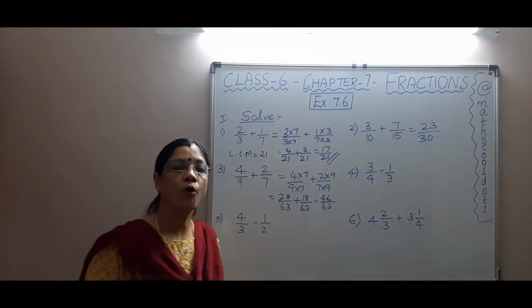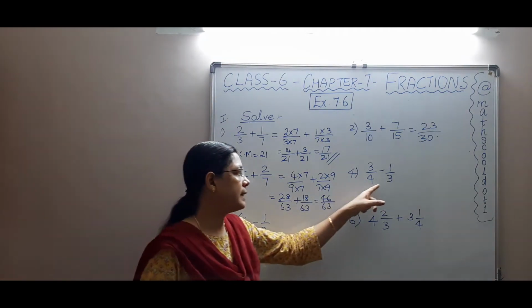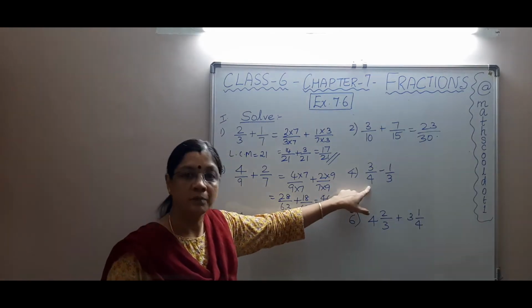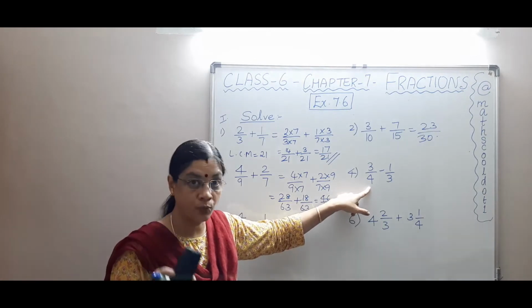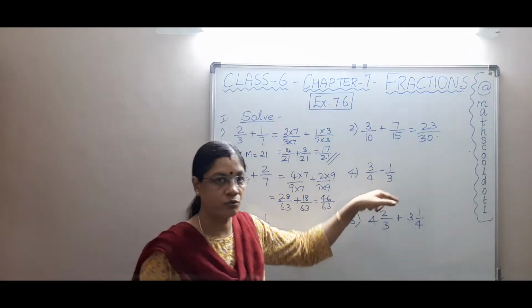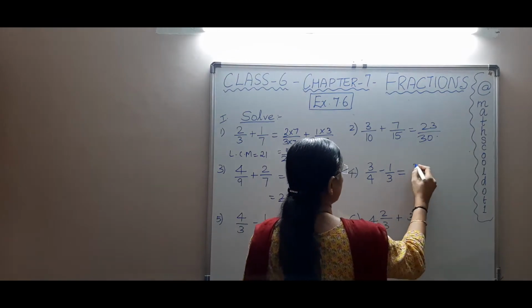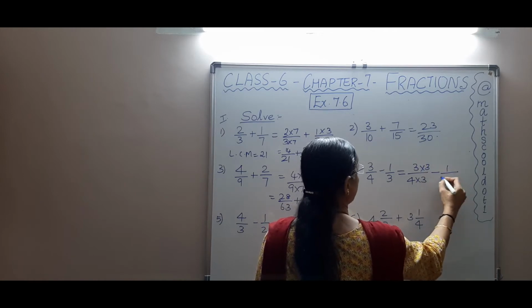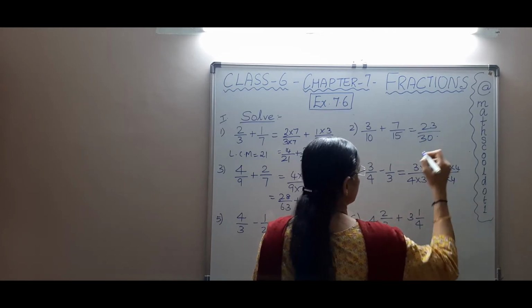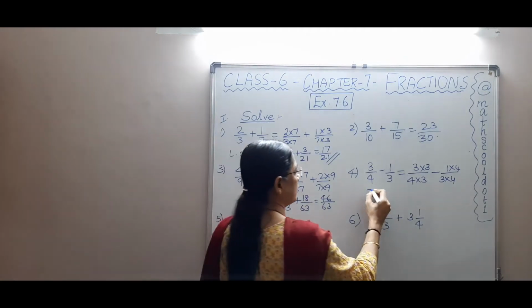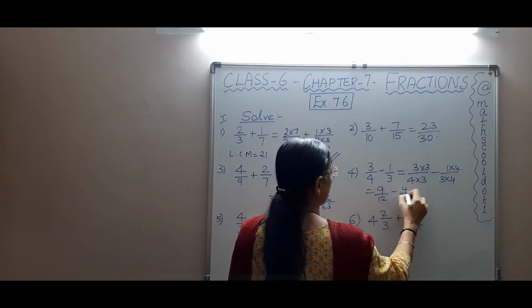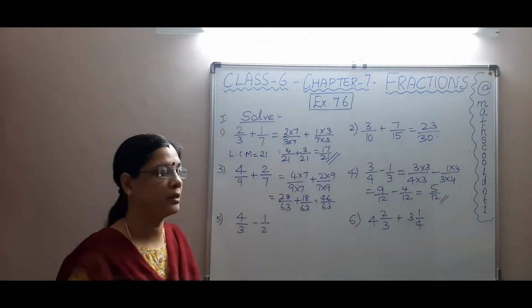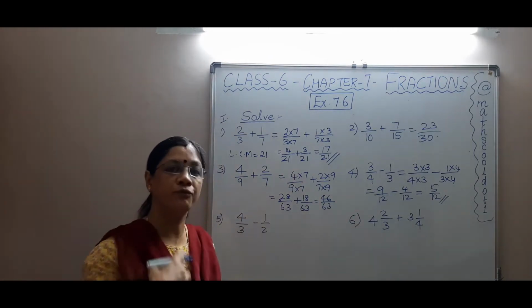Now next is 3 by 4 minus 1 by 3. Now the LCM for 4 and 3 is naturally 12, because you take the multiples of 4, 4 1s are 4, 4 2s are 8, and 4 3s are 12, and that 12 occurs in 3 also, isn't it? So the LCM is 12, so 3 divided by 4 into 3 is 12, so multiply 3 by 3, minus 1 divided by 3 into 4 is 12, so multiply the numerator 1 by 4. Now you get 9 by 12 minus 4 by 12, that is 5 by 12. So this is the simplest form, so I will leave it as it is. So 5 by 12 is the answer for the fourth one.